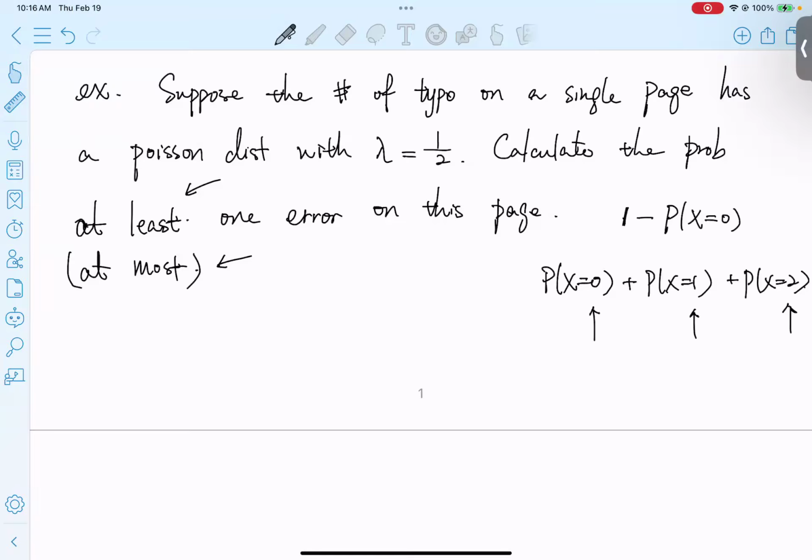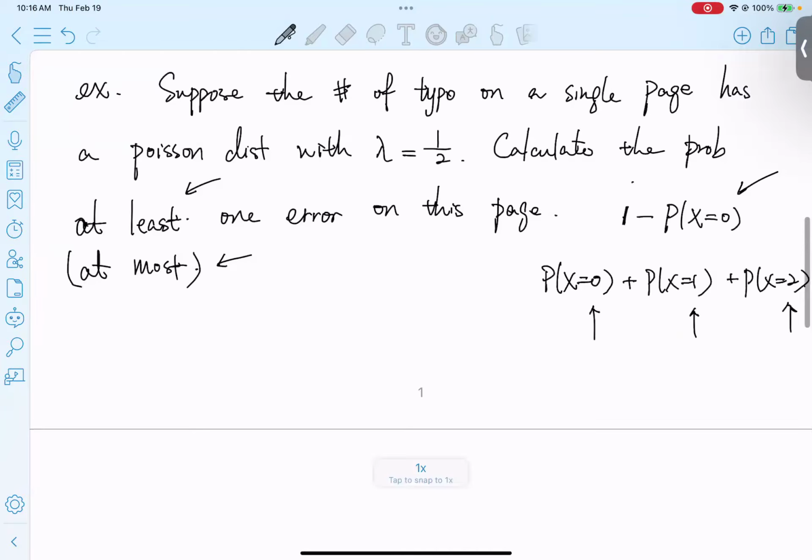So in our case, at least 1 error is saying that we want to remove the case when there's no error from the total, from everything that will happen, that is, removing from 1. Previously we saw an example with at most 2 errors, where we aggregated these 3 things. But in this example, it's asking for at least, so you remove the one you don't want from everything that will happen. That would be 1 minus p, the probability of seeing 0 errors. And we know that it's from the Poisson distribution.